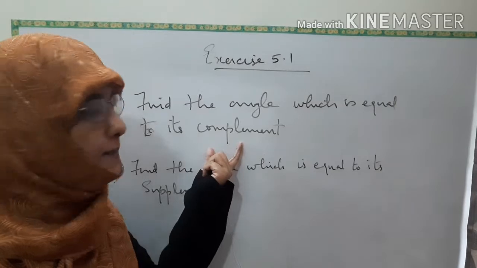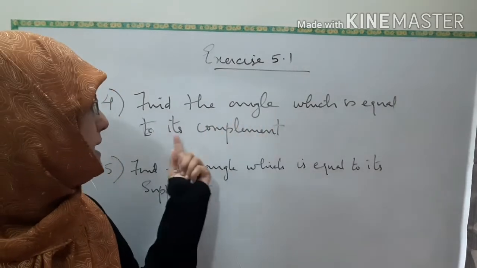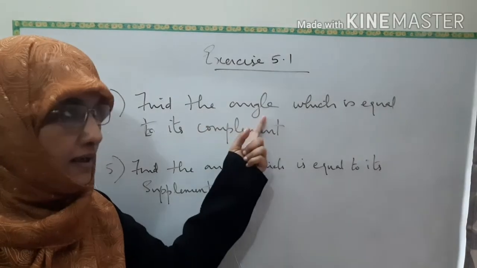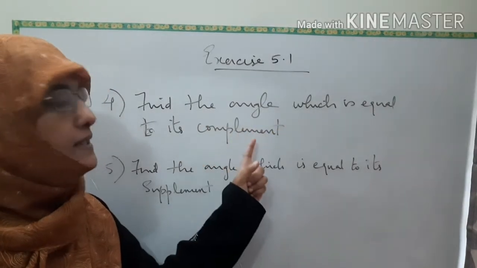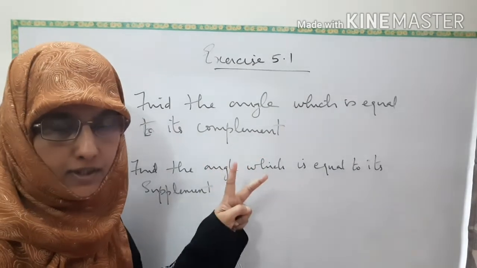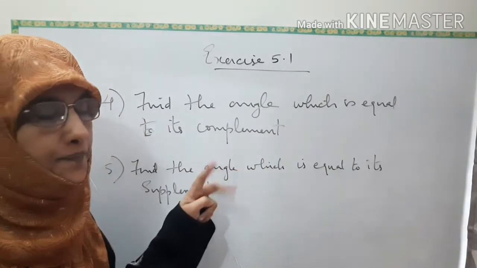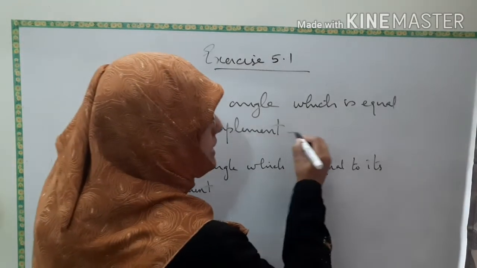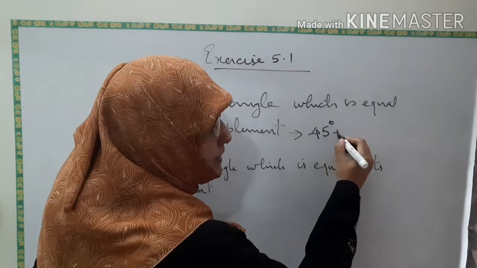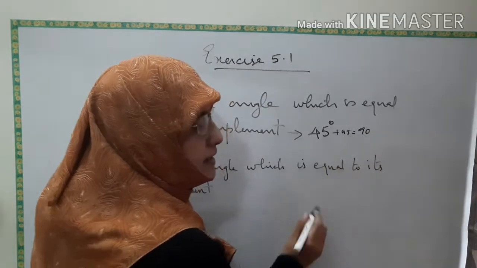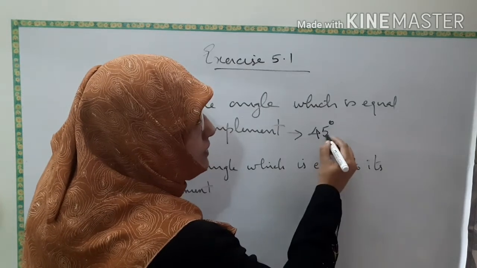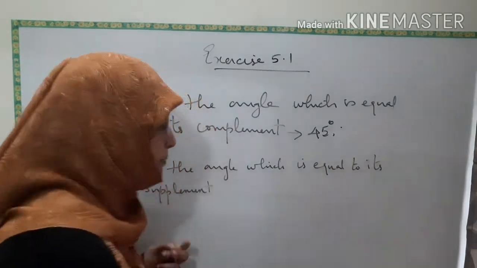See the fourth question. Find the angle which is equal to its complement. That means both angles must be equal, and they should be complementary angles. So which will be that? Yeah, it will be 45 degrees, isn't it? 45 plus 45, it is 90 degrees, isn't it? So the angle which is equal to its complement will be 45. Both angles will be 45 degrees.